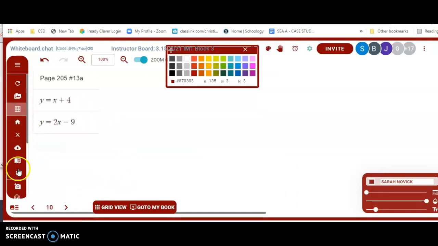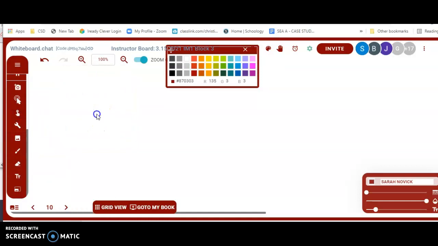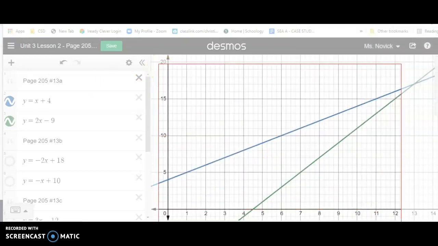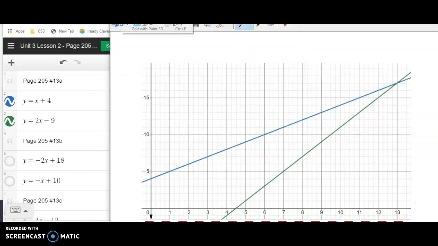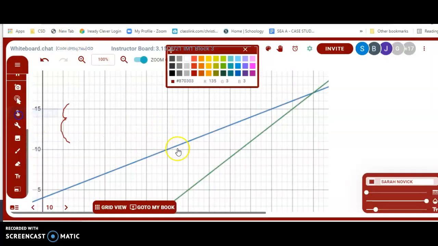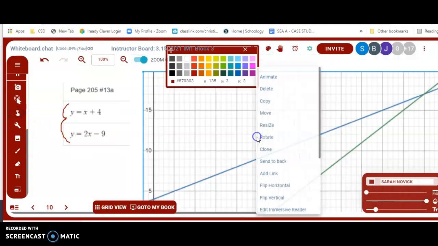We would say that our system right here includes two lines. Our system would be y = x + 4 and y = 2x - 9. Now I said that these graphs will be given to you, and they will be. So I look over here, and here's my graph. Let's take a picture of this, and let me make this a little bit smaller.